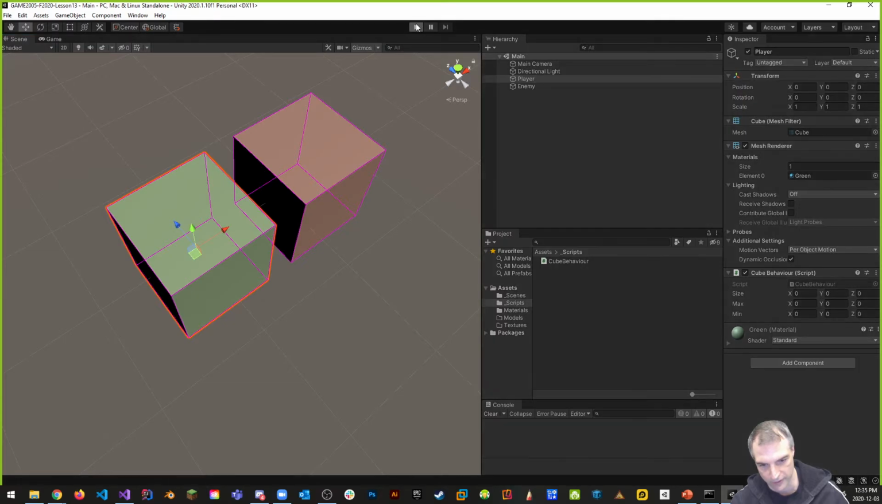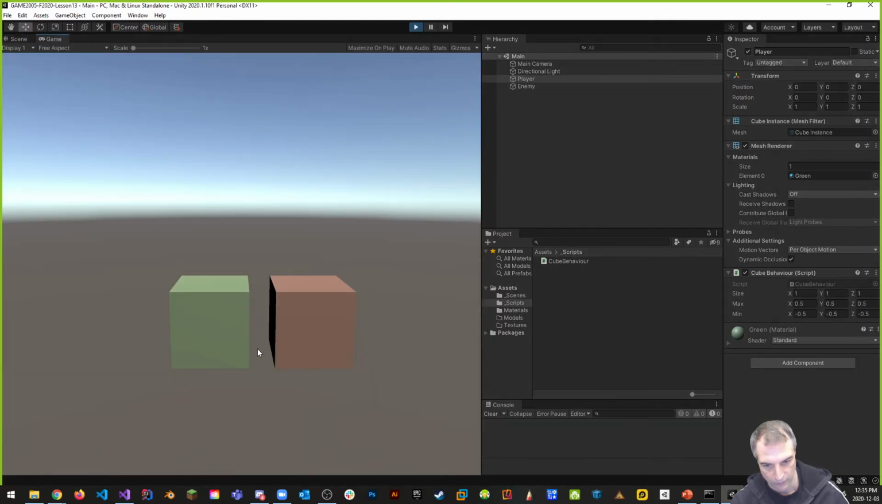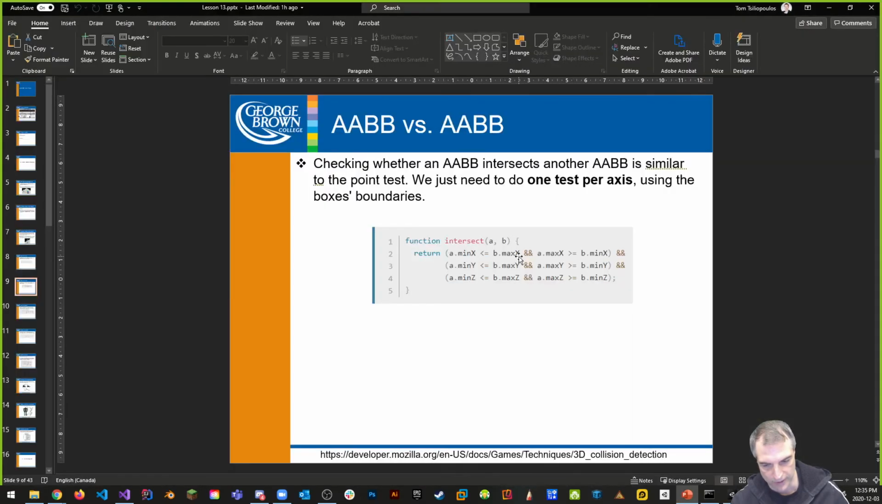If I run on the enemy, right? Once I have the enemy running, here's my enemy, you can see that the numbers are the exact same, player and enemy. But we haven't taken into account the position vector. We need to do that. So let's do that now. So we're going to say that, going back to our code.